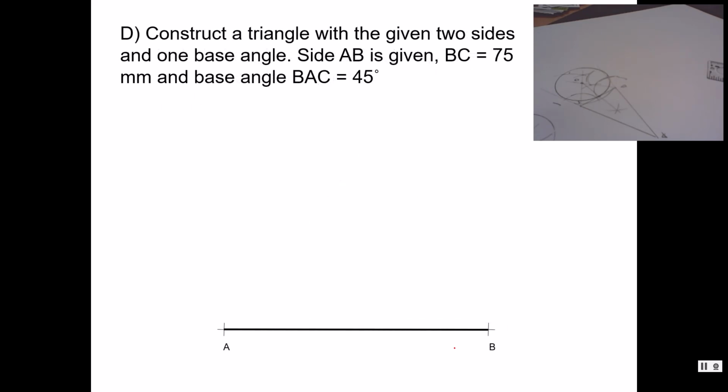D. Construct a triangle with the given two sides and one base angle. Side AB is given, BC is 75, and the base angle is 45. Okay, so now similar to the previous step, what you need to do is find the 45 degree angle first, and then determine the length. So this is 90 degrees, and then after that you bisect it so that you're going to get the 45 degrees.